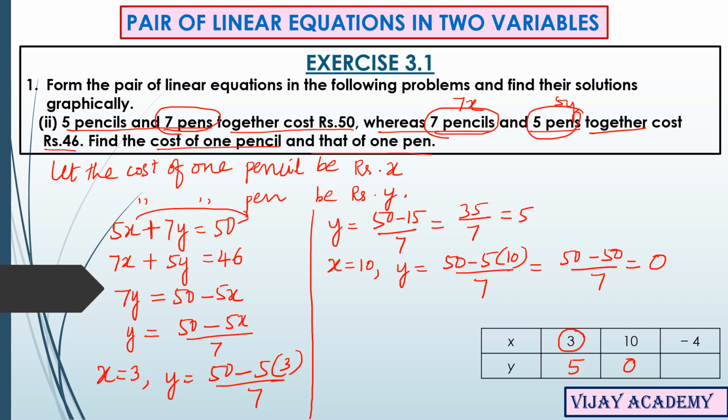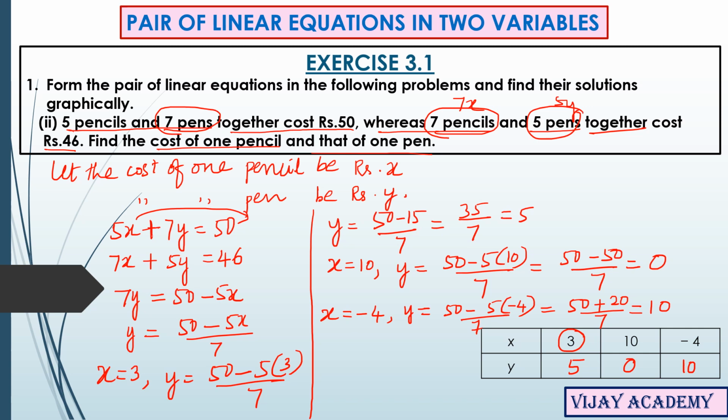Now let us take X as minus 4. So taking X as minus 4, we get Y equals to (50 minus 5 into minus 4) divided by 7. Here minus 5 into minus 4 is plus 20. So 50 plus 20 divided by 7, which is 70 divided by 7, is 10. So the value of Y is 10. So these are the three solutions of the first equation.